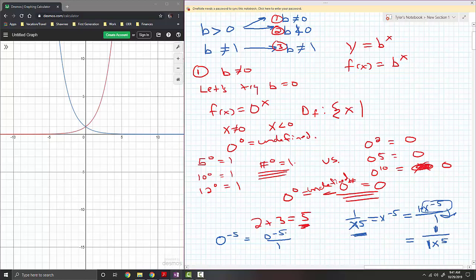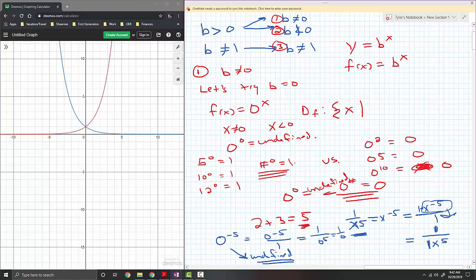So if I have 0 to the -5th power, that would be like 1 over 0 to the 5th power. Well, that would be like 1 over 0. But we know we can't divide by 0, so this is also undefined.